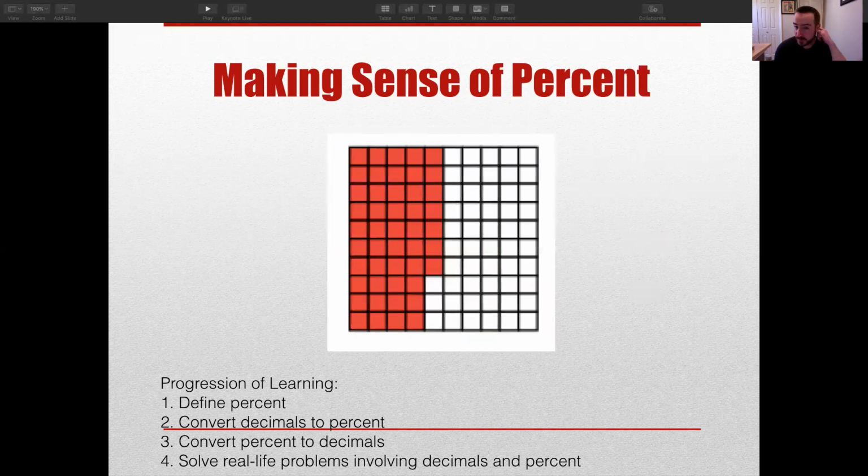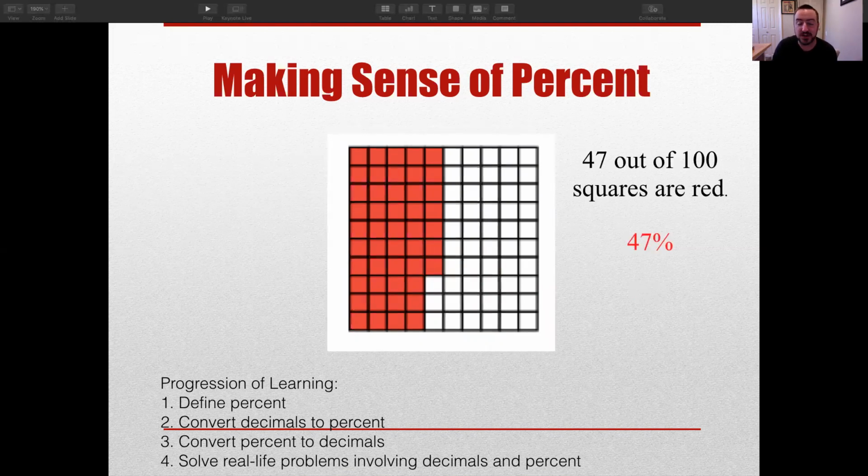Here's another example. Again, we have a 10 by 10 grid, and we have 4 columns filled up, and then 7 filled in the 5th column. So that would mean that 40 plus 7 are red. So 47 out of 100 squares are red. What does that mean? 47 out of 100, or 47%.